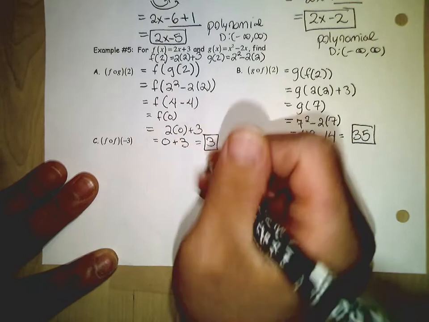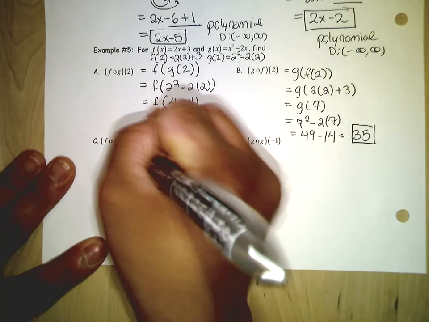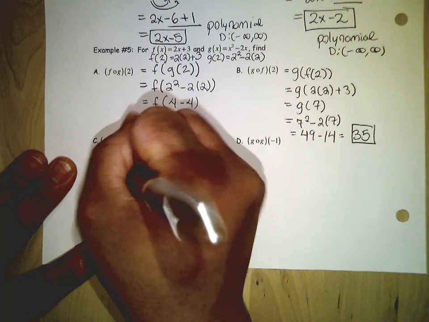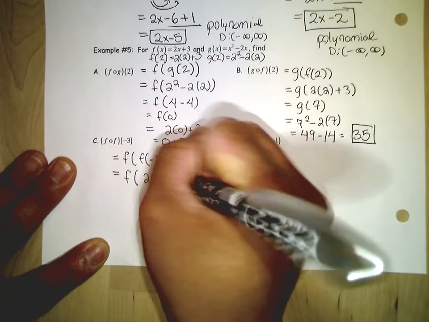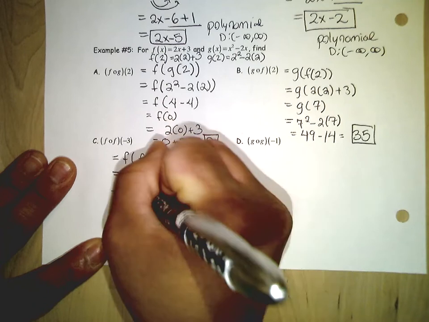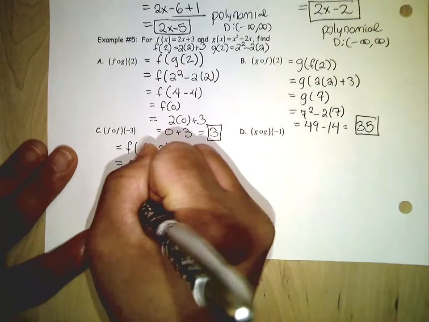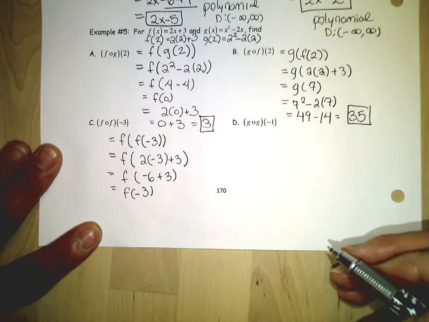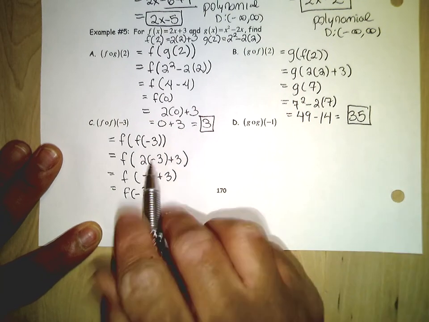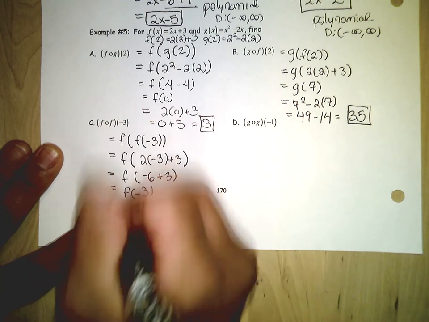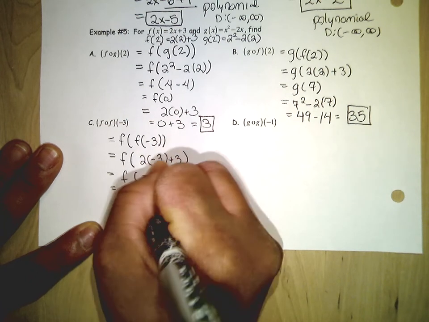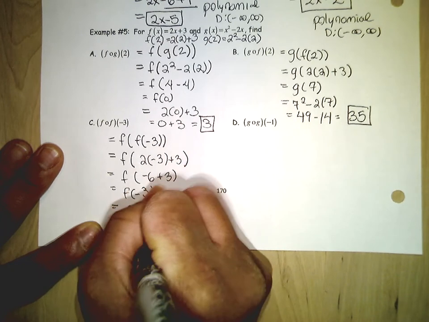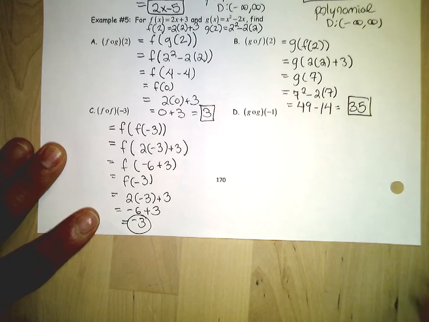So f of negative 3. So we'll substitute the negative 3 into f to get f of 2 times negative 3 plus 3. So it's f of negative 6 plus 3. Negative 6 plus 3 is negative 3. And then we see that we end up with the same number that we just got. So we'll do that again. 2 times negative 3 plus 3, negative 6 plus 3, negative 3. That won't always happen, but in this case it did.